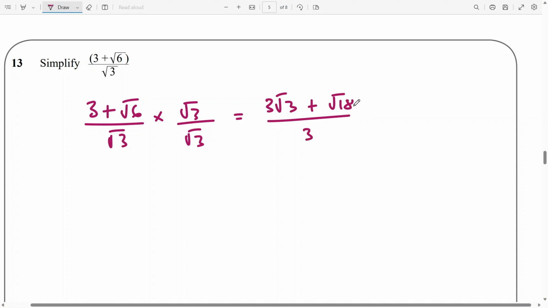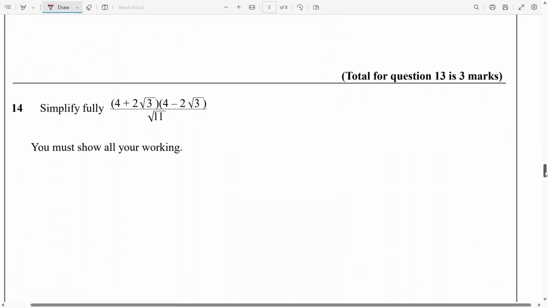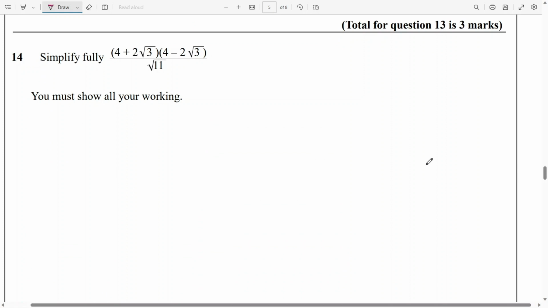Now, I'm looking at this and I can really simplify root 18. And that's going to be 3 root 3 plus, 9 times 2 is 18, but in a quick one, that's going to be 3 root 2 divided by 3. Correct. Oh, number 14.